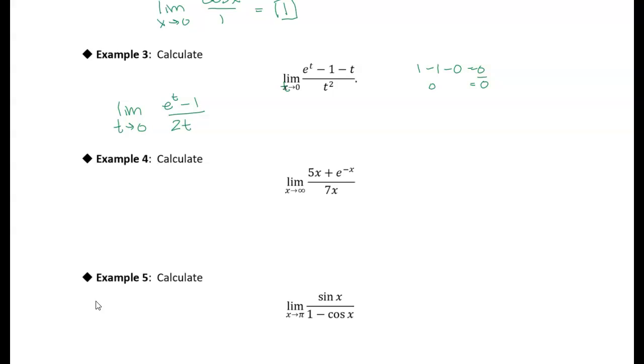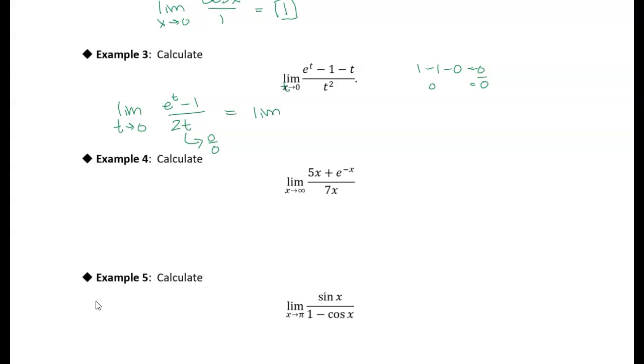If we look at the limit of the numerator, we get e to the 0 minus 1, which is 0. The limit of the denominator is 0. All right, so we have another 0 over 0 problem. But we can apply L'Hopital's rule again, right? Because we still have an indeterminate form, and we can apply L'Hopital's rule to it.